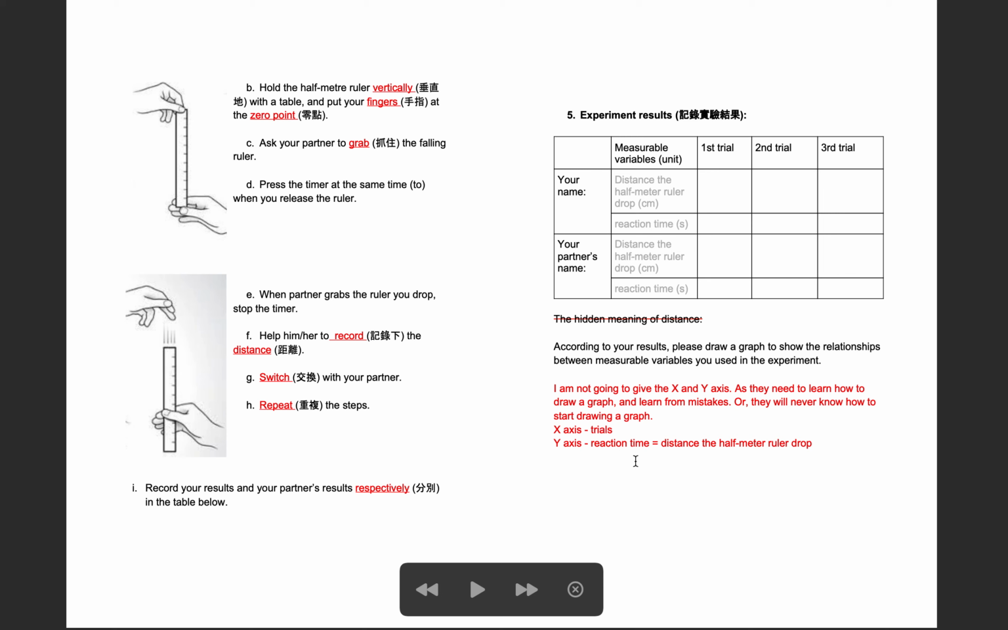But for the teacher here, we suppose students can answer or draw, like the x-axis should be trials and the y-axis should be the reaction time. We don't use the distance, the half-meter ruler drop, because we think reaction time is similar to the distance. So the y-axis should be reaction time.